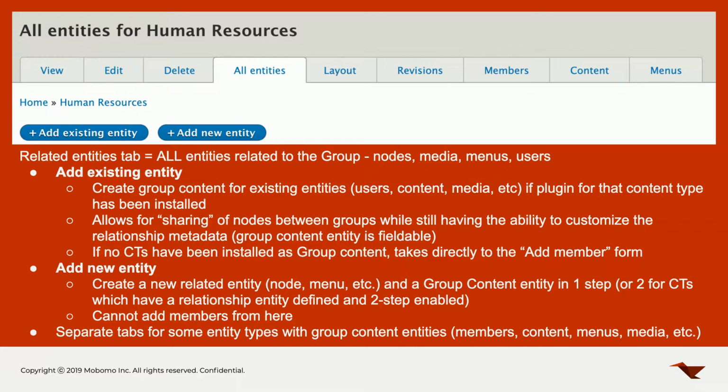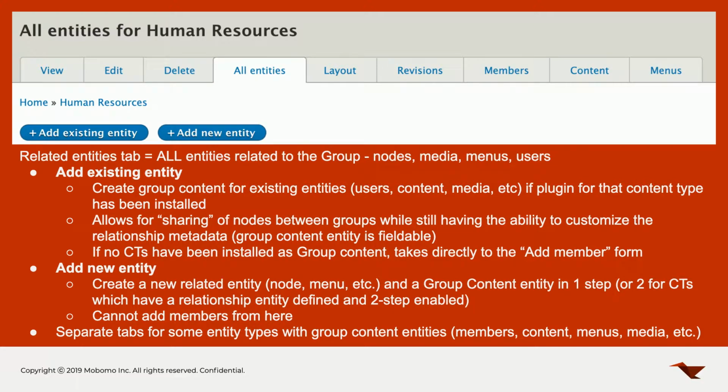But again, you have that relationship entity, so you can define what's different about why this node is in this group and why it's in this group. So you might have a note about how this node relates to this group. I don't know. I have yet to actually use this functionality, but I can see the utility of it. If there's no installed content types, it just defaults to the add a new member form.